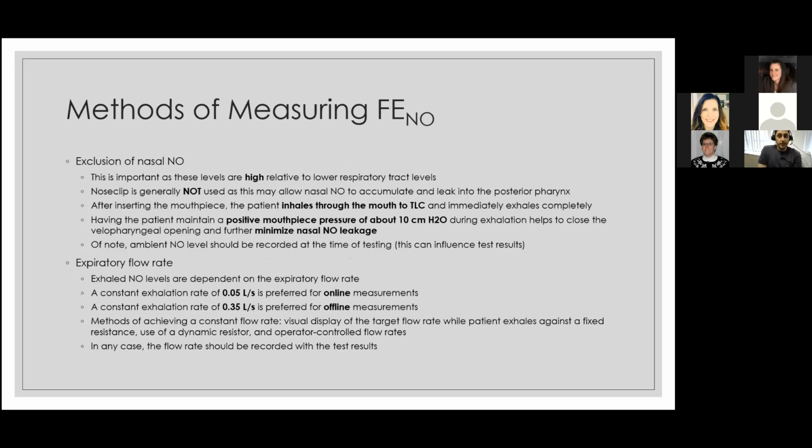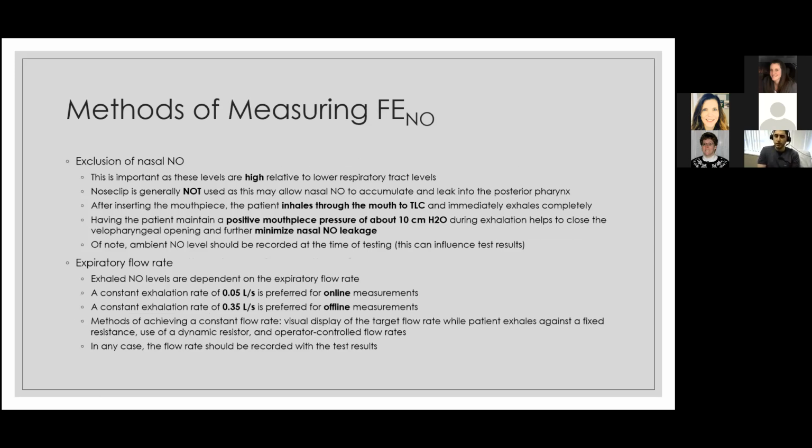They have to exclude the nasal nitric oxide. This is important as these levels are high relative to the lower respiratory tract levels. A nose clip is generally not used, as this may allow nasal nitric oxide to accumulate and leak into the posterior pharynx. After inserting the mouthpiece, the patient inhales through the mouth to total lung capacity and immediately exhales completely.